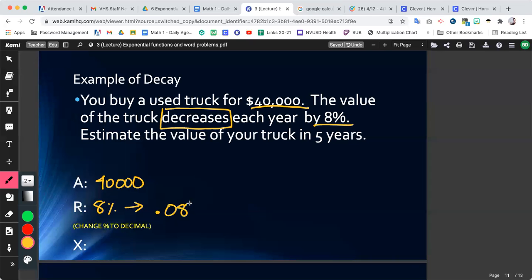It's 0.08. Very good. Estimate the value of the truck in 5 years. So 5 stands for X. Now remember, this is decay. So our formula is A times (1 minus R) to the X power.